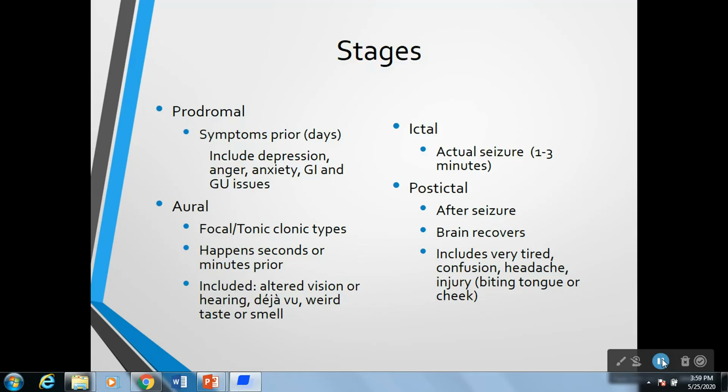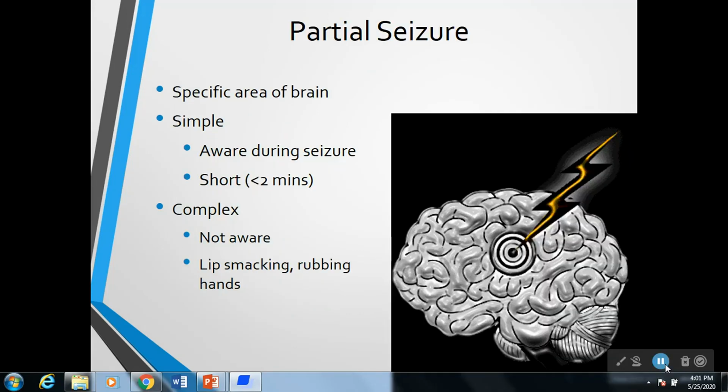For post-ictal, this is after the seizure. So this is when the brain is trying to recover. Your patient is probably going to exhibit confusion. They're probably going to sleep. They'll be very tired. They may have a headache. They may even have some injury depending on what type of seizure, like head trauma or biting their tongue or their cheek. So when you think about the post-ictal, this is like after the brain has run a marathon. It is exhausted.